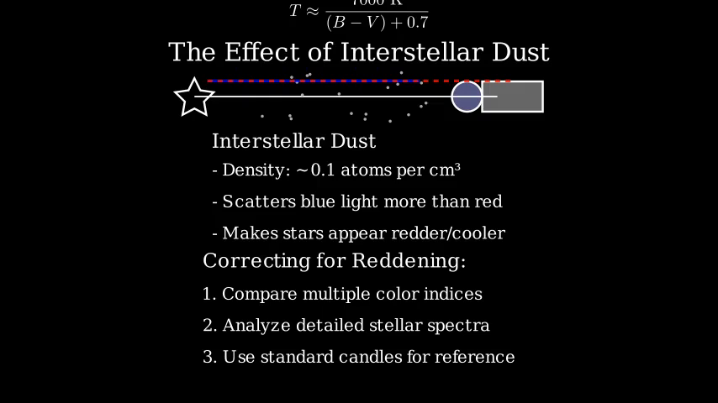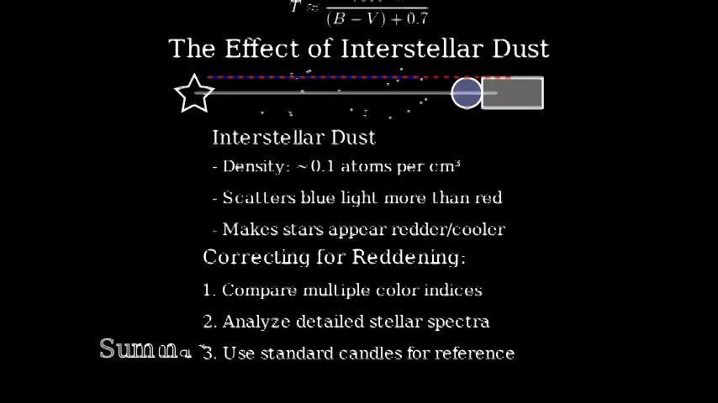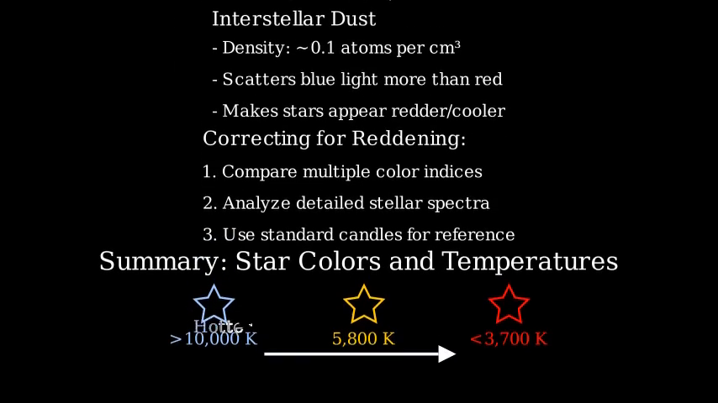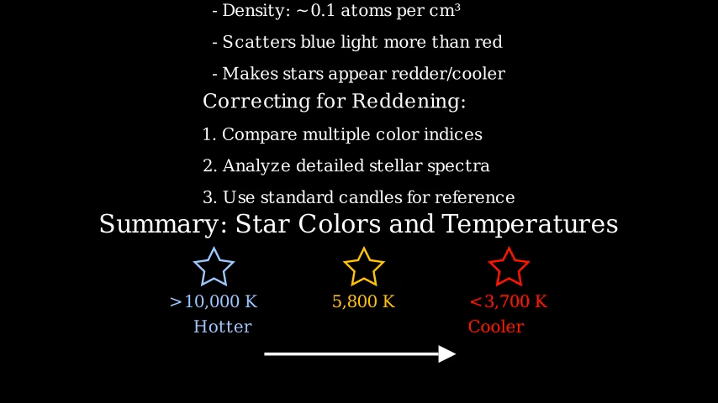To summarize, astronomers measure star temperatures by analyzing their colors. Hot stars appear blue because they emit more energy at shorter wavelengths, while cool stars appear red as they emit more at longer wavelengths. By comparing a star's brightness in different colors, astronomers can determine its temperature with remarkable precision.